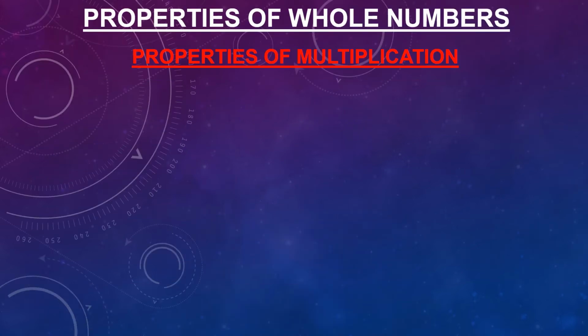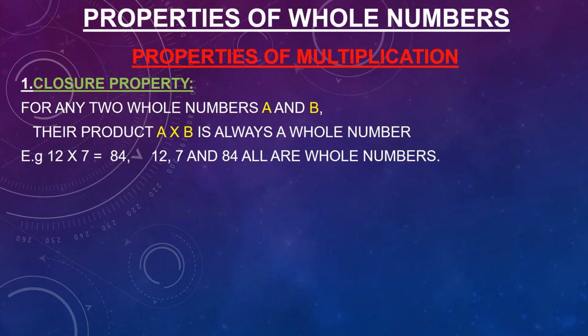Next, properties of multiplication. First property is closure property. For any two whole numbers a and b, their product a multiplied by b is always a whole number. Example, 12 multiplied by 7 is equal to 84. 12, 7 and 84 are all whole numbers.